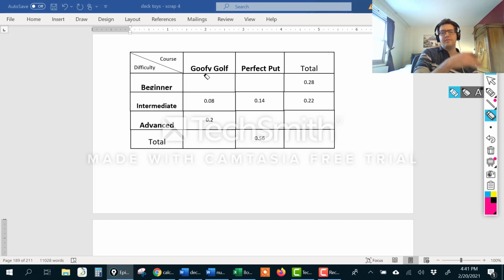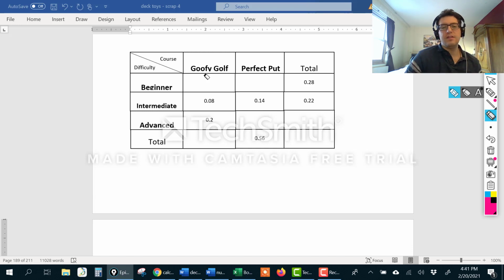By the way, I should have mentioned this way earlier, but columns are vertical and rows are horizontal. Hopefully, when you heard me say column and row, you figured that out based on the context that I was using it in. But anyway, columns are vertical, rows are horizontal.